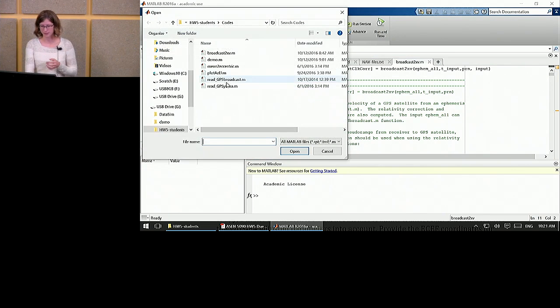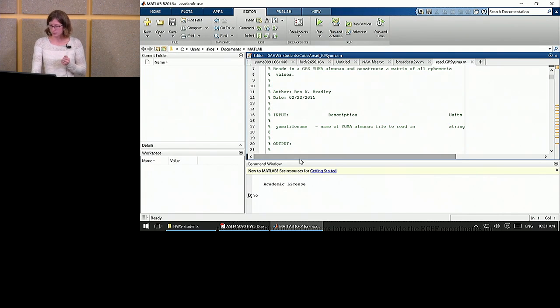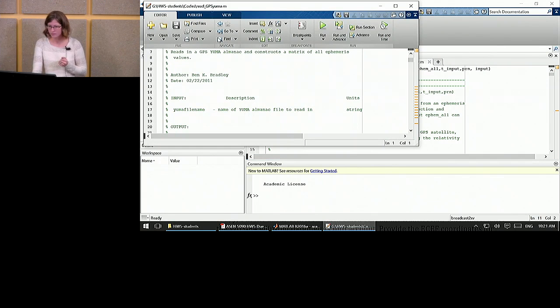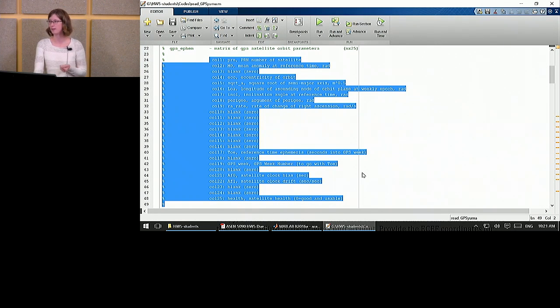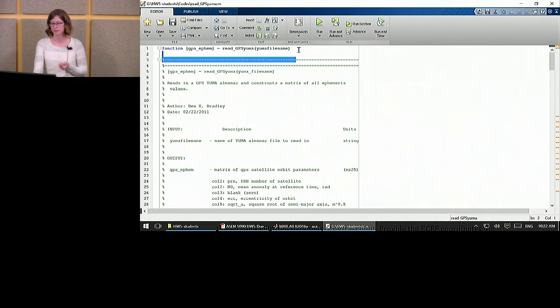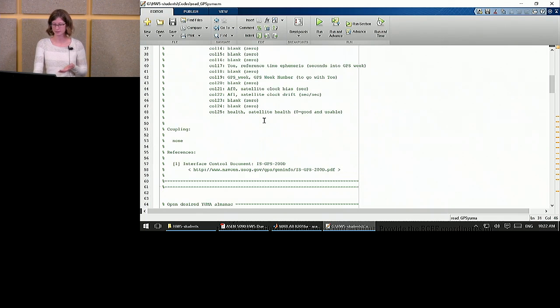Sorry, I didn't mean to open this one. I meant to open read GPS UMA. So GPS UMA, let's just undock this. This gives all of these parameters given an input file name. You give it an input file, and it gives out the PRN and so on. This one doesn't exist, it's blank, it's essentially 0. So eccentricity, square root of the semi-major axis, longitude of ascending node, inclination, perigee, all of these things.